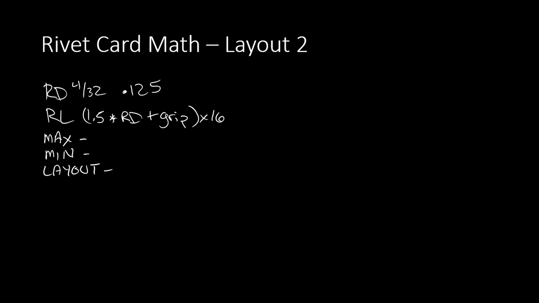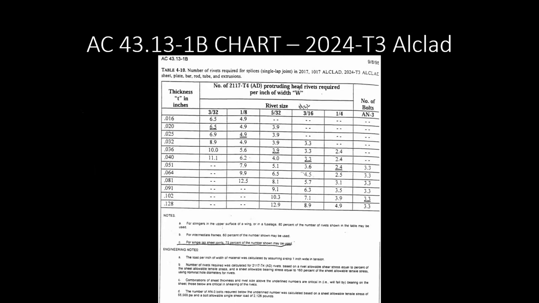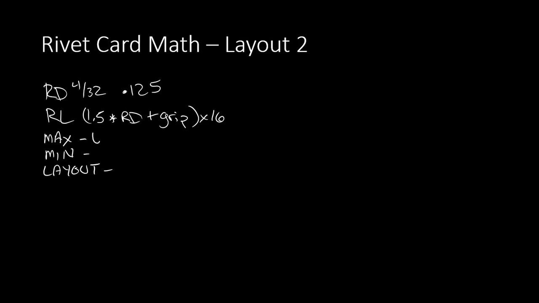So for this one, I've got a 4/32 rivet. Again, 40 thousandths is your thickest piece of metal. So we're going to go back to the AC 43.13-1B chart. Go to my 40 thousandths, over to my 4/32 rivet. 6.2 is my multiplier. And then multiply that by my pitch distance. So I have 6.2 times 5.